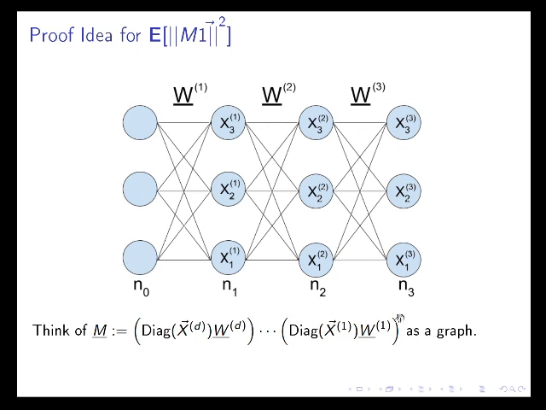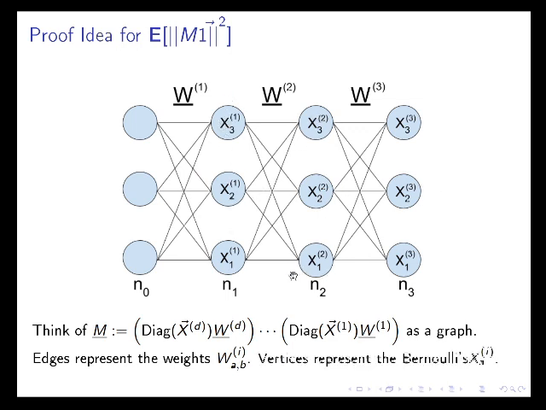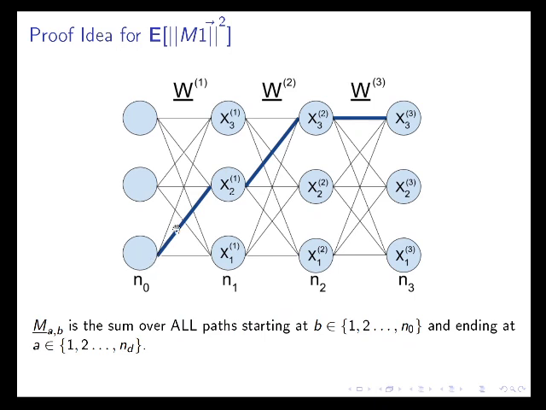So here I have a picture of our network. We've got the layers W1, W2, W3. I have put the Bernoulli entries, so from each diagonal Bernoulli matrix, I've put those at the vertices of this graph, so on the nodes here. What I'm going to try to convince you is that the matrix M you can think of as something involving paths in this graph. So in particular, if you put the weight W_AB on each edge here, and you put the random variable x on each vertex here, then a path like this represents something from the matrix M.